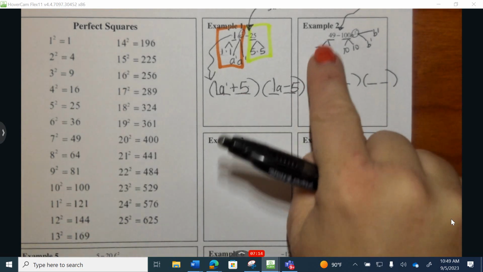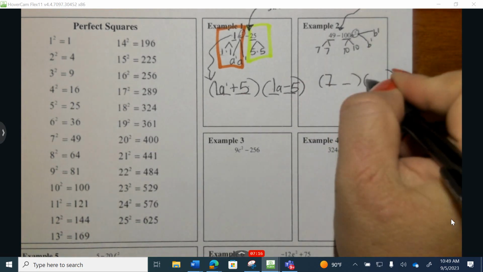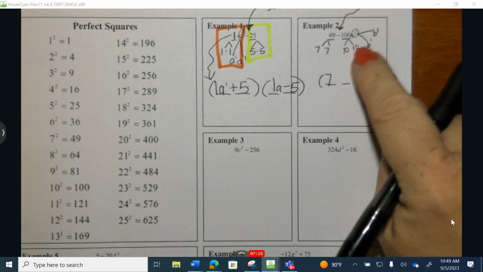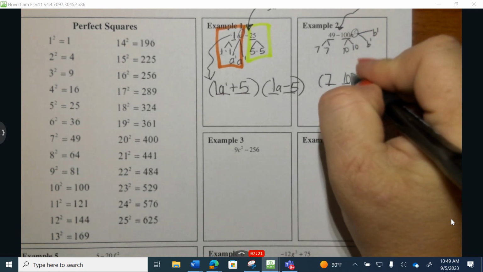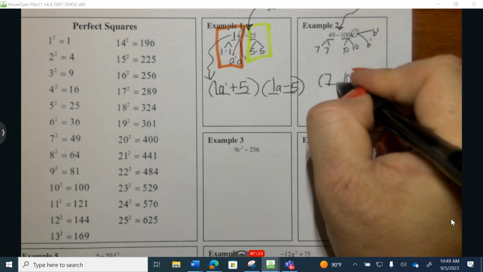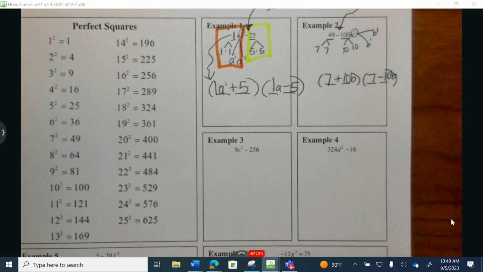The 7s came from the front, so they have to be in the front of both parentheses. The 10b's came from the back, so they have to be in the back of both parentheses. One is addition and one is subtraction.